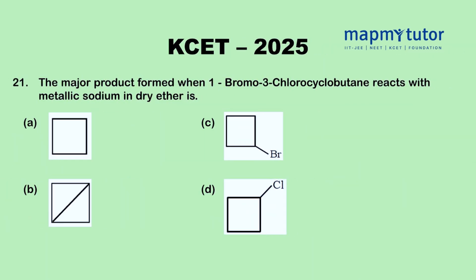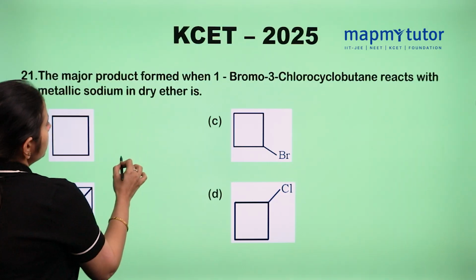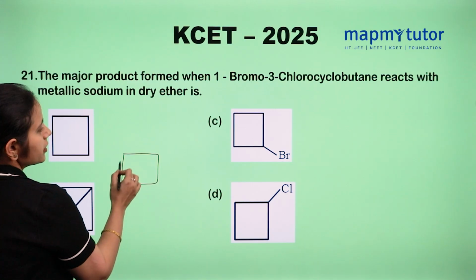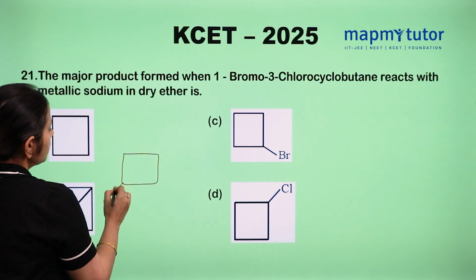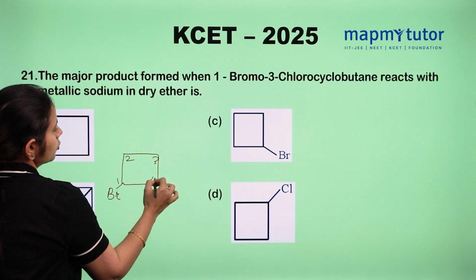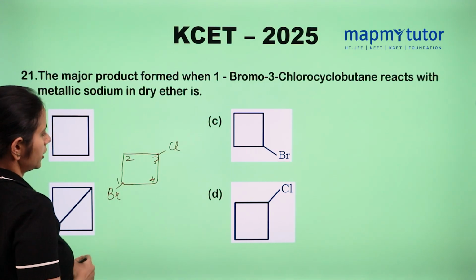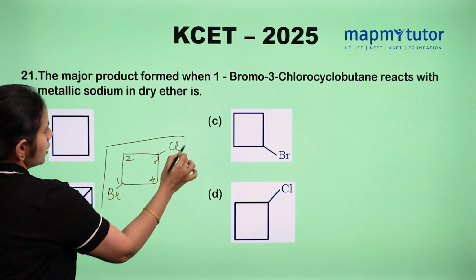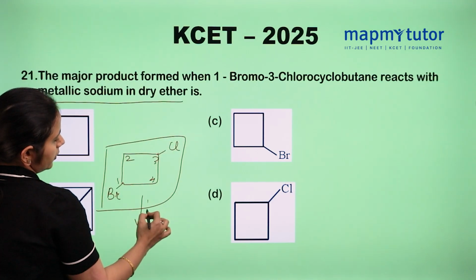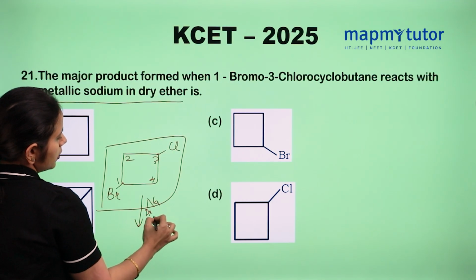The major product formed when 1-bromo-3-chlorocyclobutane reacts with metallic sodium in dry ether. What will happen? This is a cyclobutane, 1-bromo and 3-chloro: 1, 2, 3 and 4. So this is the third position, chlorine over here. This is our reactant. He is asking what will happen when we react this with metallic sodium in dry ether.